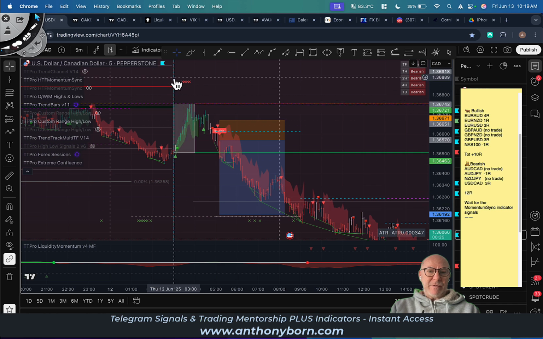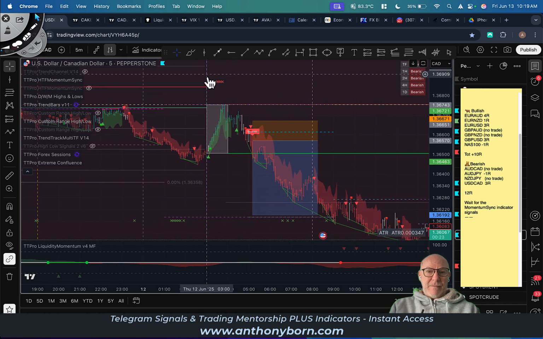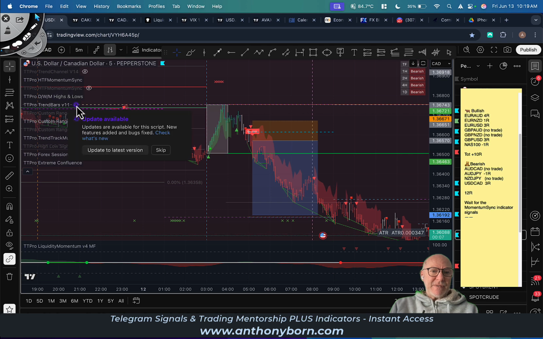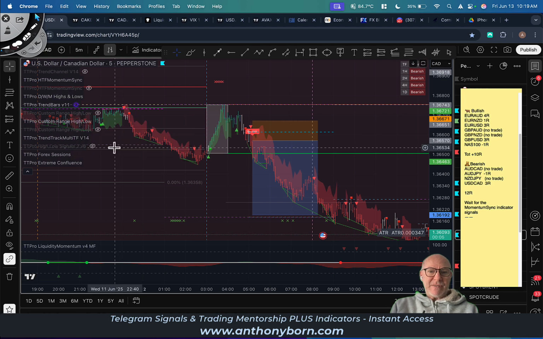So we'll just go into a little bit more detail now. This is the London Open here, the blue line, and that's coming off the Forex sessions indicator. These have been updated. Now you've got this little purple thing here, update available, update to latest version. The trend bars has been updated. So now we can just click that update to latest version.